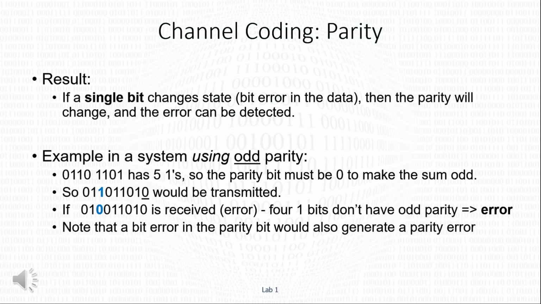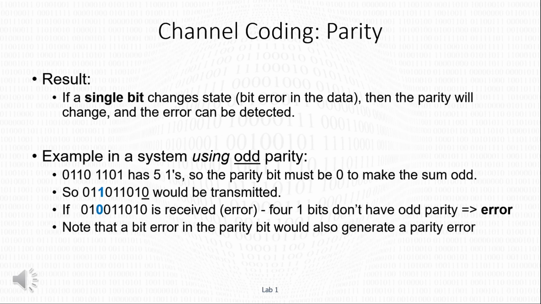So, in a system that uses parity, if a single bit changes state, that would indicate an error in the data, because the parity will change and the error can be detected. For example, if we have a sender and receiver, and both are using the system, they have to choose: are we going to choose even or odd parity? So let's say that they both choose odd parity.